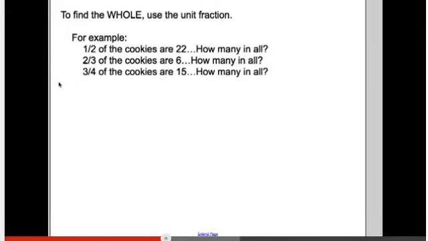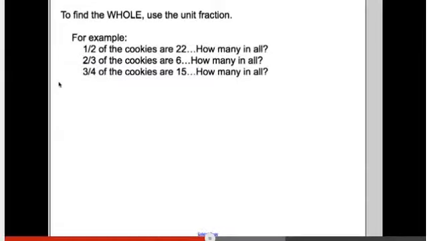In order to find the whole amount, now these are different kinds of problems than what we were doing in our last lesson, because in our last lesson we knew how many were in the whole amount. We were trying to figure out what a part of that amount would be, and now we're kind of working backwards because we know what a part of the amount is, but we don't know what the whole amount is. So when you're trying to find the whole, you want to try to use the unit fraction.